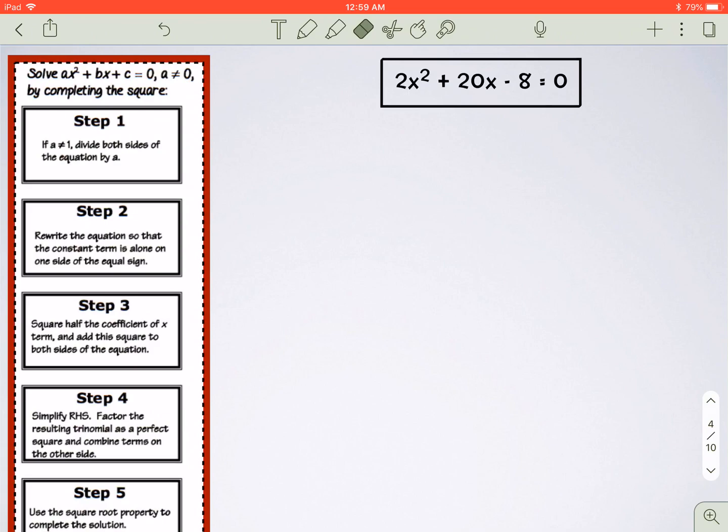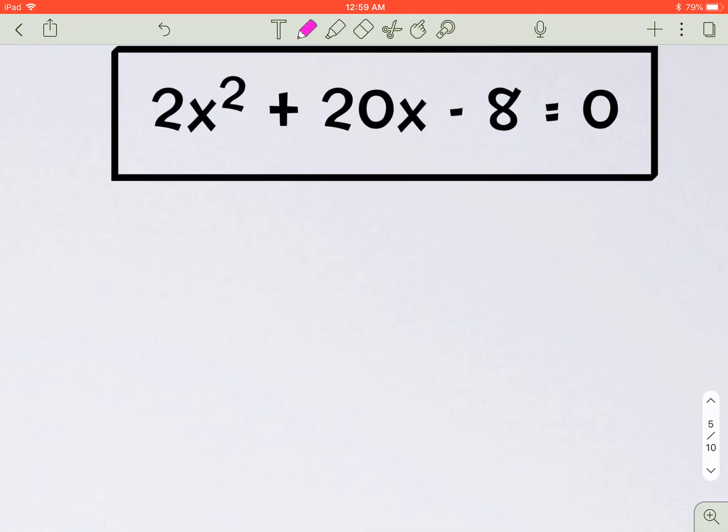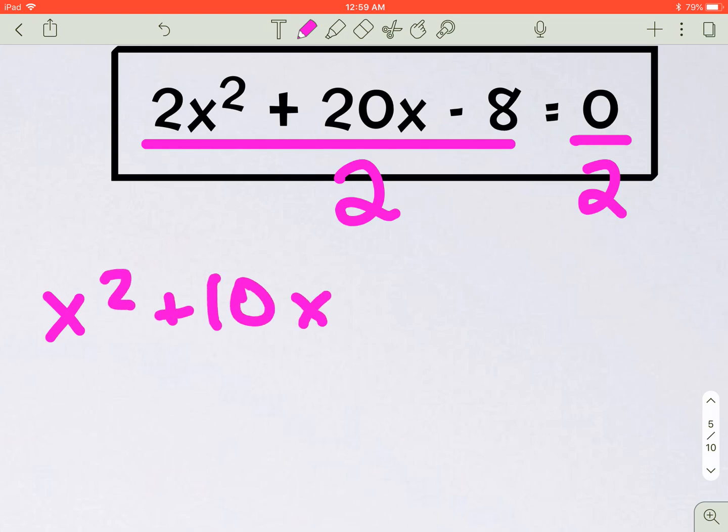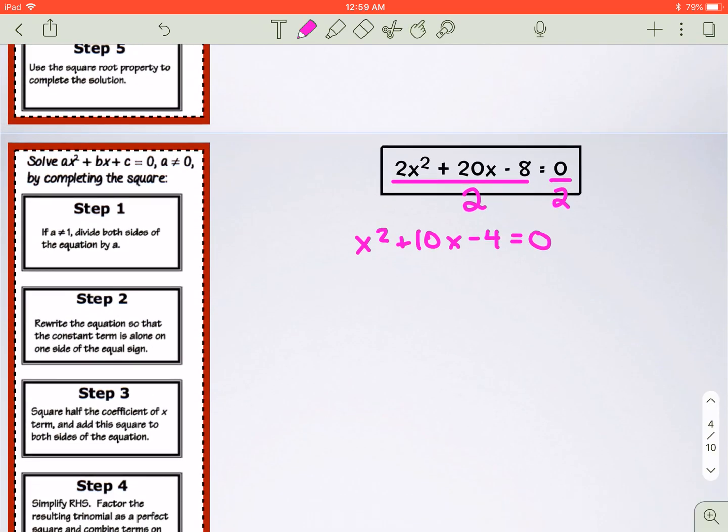If we look at our step 1, it says if a does not equal 1, we need to divide both sides of the equation by a. So if I zoom in here, I need to begin by dividing both sides of this equation by 2. Divide by 2, divide by 2, I'd be left with x squared plus 10x minus 4 equals 0. So step 1 is done.